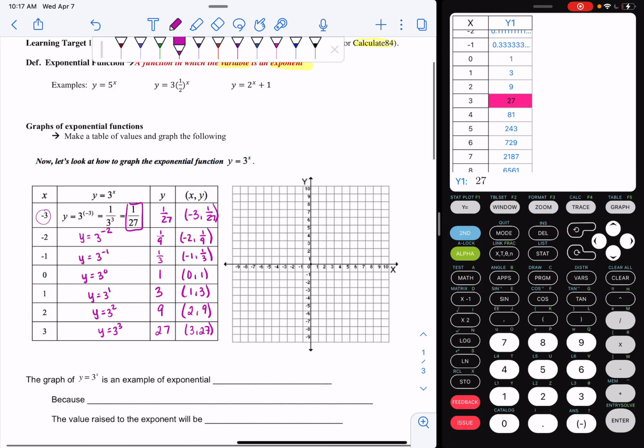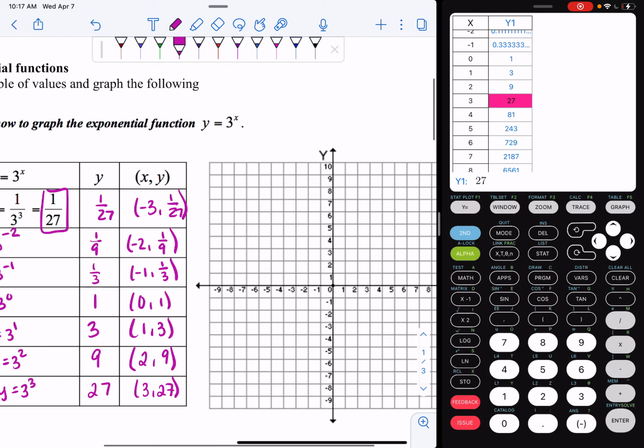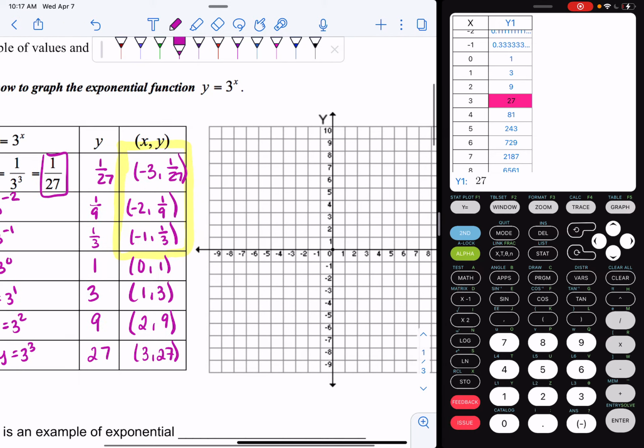Now what we're going to do is plot those values. Here's the issue: it is going to be very, very challenging to plot these values right here because of those fractions. So I'm going to tell you, hold off on plotting those. Hold off. We're going to plot our (0, 1) first, our (1, 3), our (2, 9), and our (3, 27).